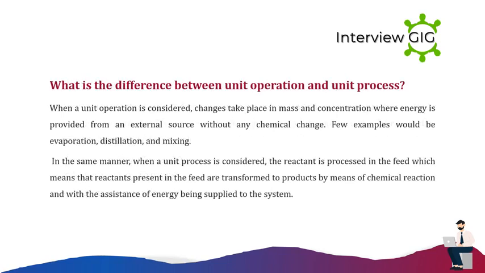What is the difference between unit operation and unit process? When a unit operation is considered, changes take place in mass and concentration where energy is provided from an external source without any chemical change. A few examples would be evaporation, distillation, and mixing. In the same manner, when a unit process is considered, the reactants present in the feed are transformed to products by means of chemical reaction, with the assistance of energy being supplied to the system.